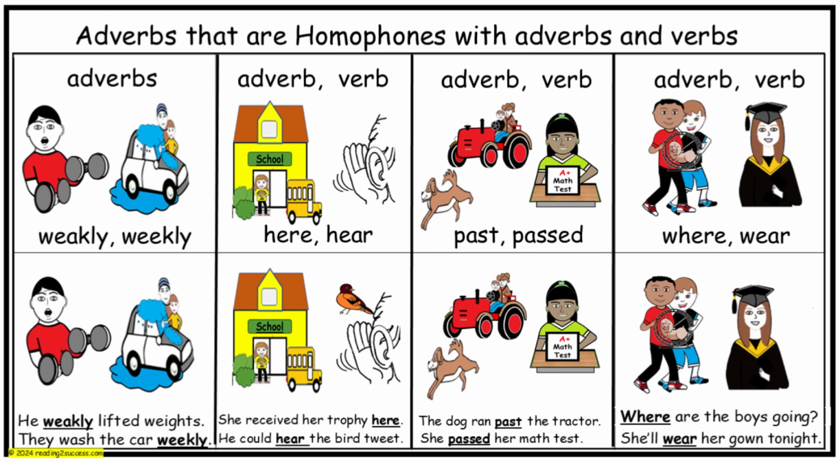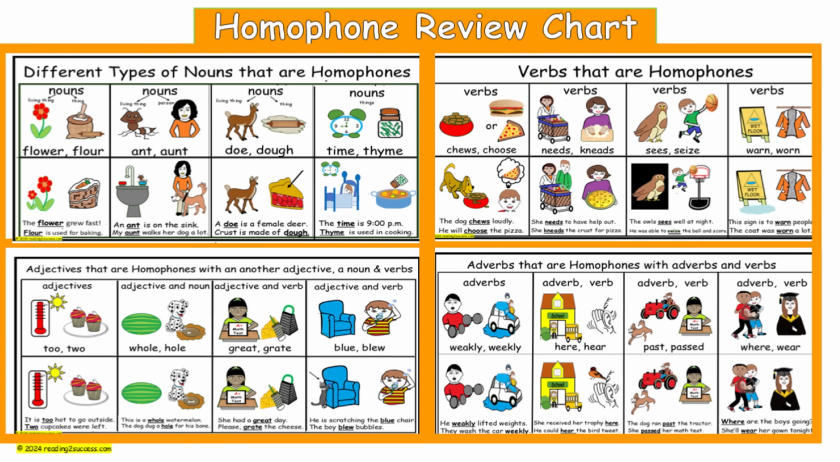Our fourth chart, adverbs that are homophones with adverbs and verbs. The first example consists of two adverbs, weekly and weekly, and the three following examples consist of an adverb and a verb. Here, past, and where. We end this section with the homophone review chart.